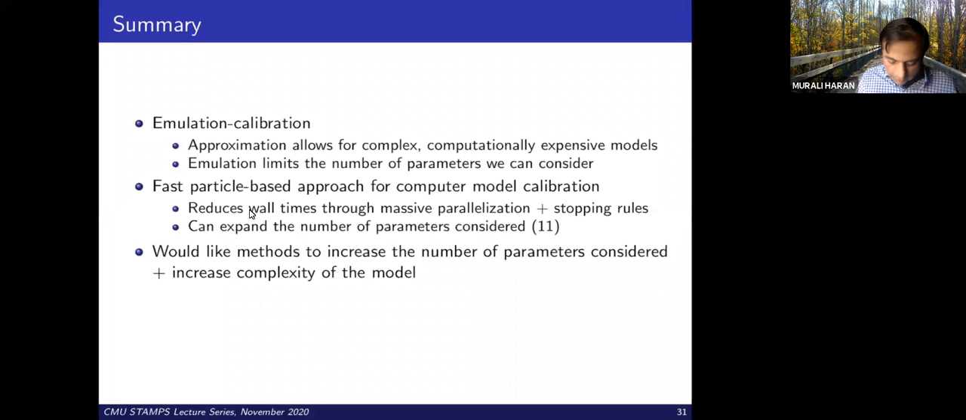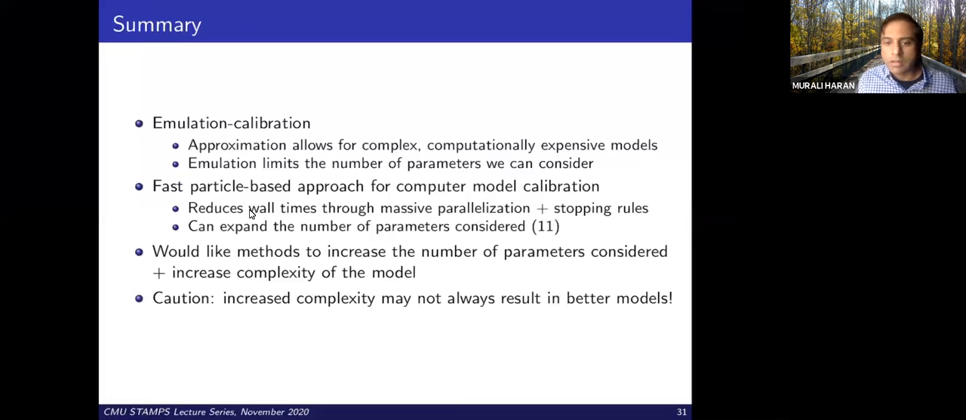and you see that you get somewhat different conclusions from this. And so what would we ultimately like? We'd like methods to increase the number of parameters considered, plus increase the complexity of the model. That would be ideal, but I think it's worth noting that increased complexity may not always result in better models, because there's often that thinking that if you could only have more computing and more complexity, you might get something that works much better, and that's not always the case.